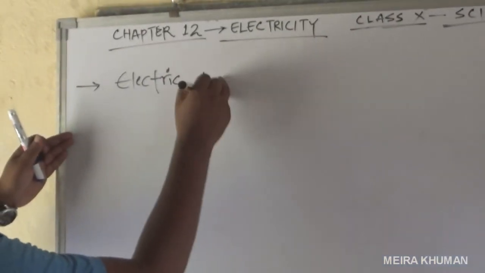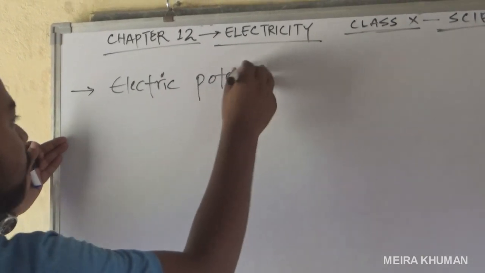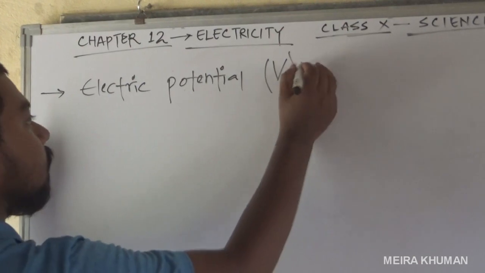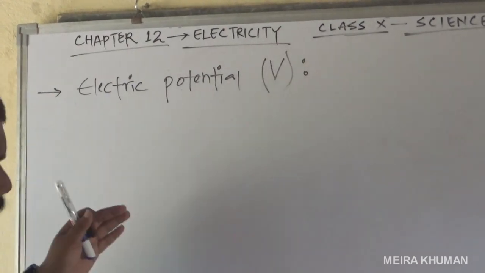Electric potential, let us see. The symbol for electric potential is what? Capital V. Clear? So what is electric potential?